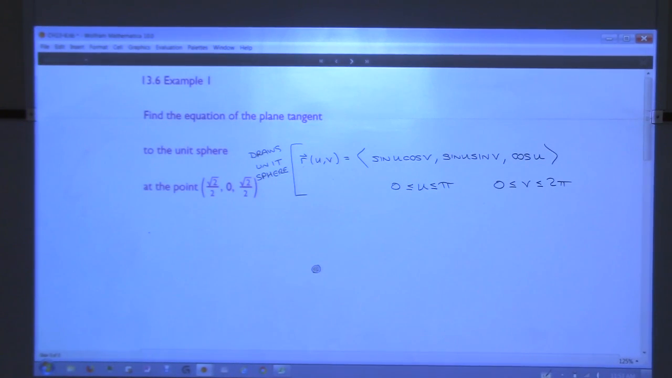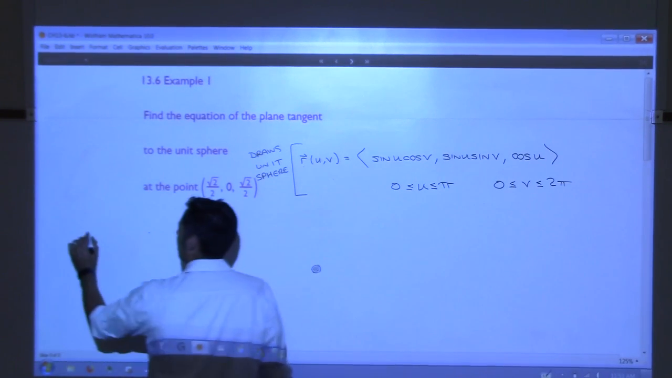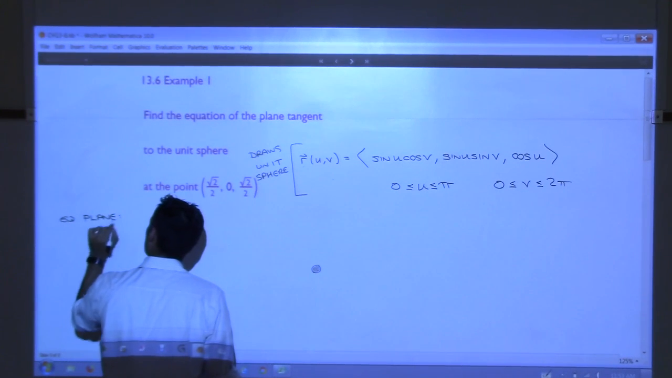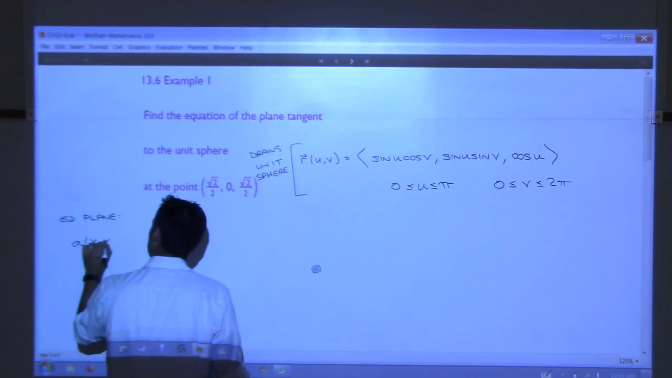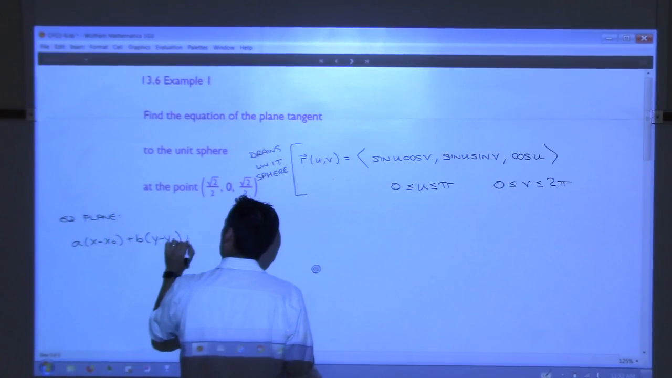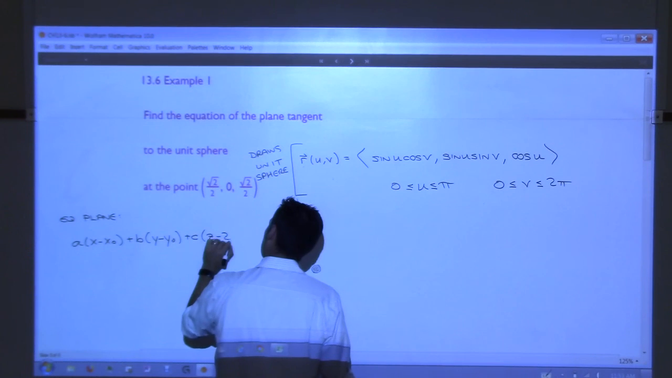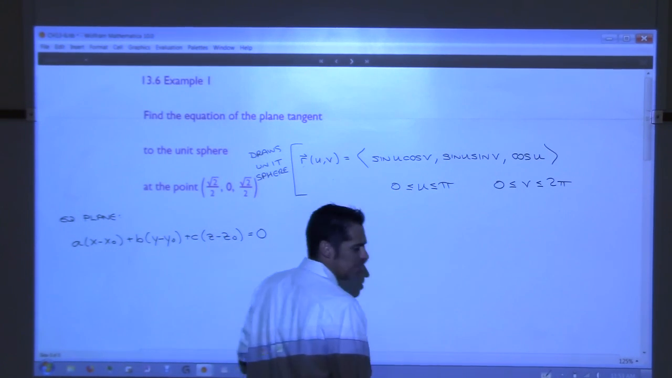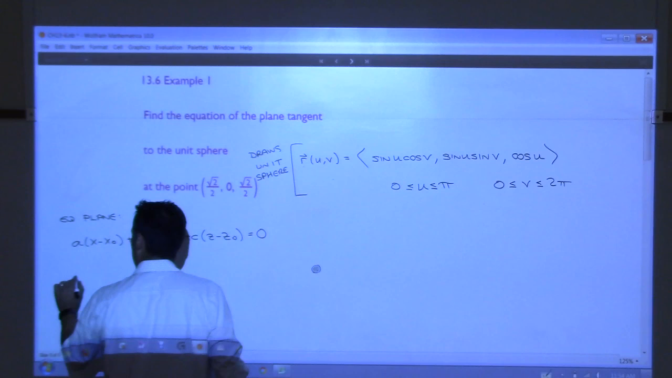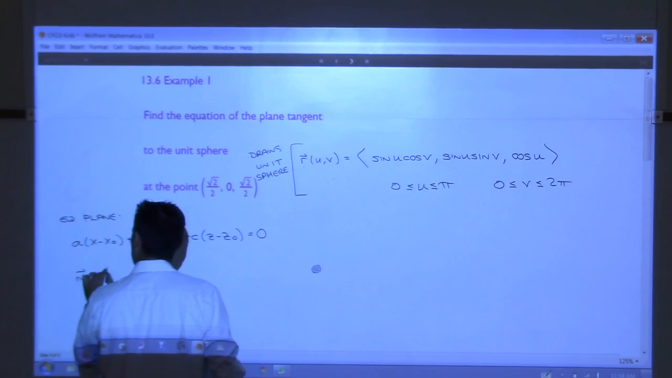I need to find the equation of the tangent plane, right? Now, the equation of any plane is a(x - x₀) + b(y - y₀) + c(z - z₀) = 0. That's the standard equation of a plane, right? But that a, b, and c are very special, aren't they? The a, b, c, if we write it as a vector, we called that the normal vector to the plane, didn't we?